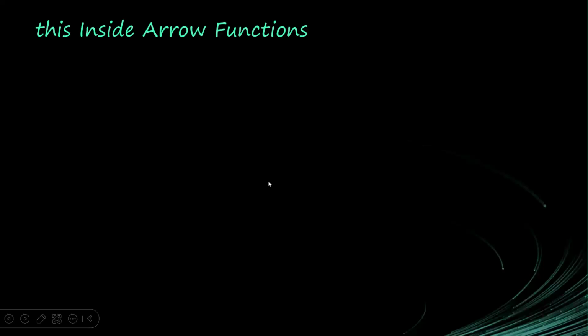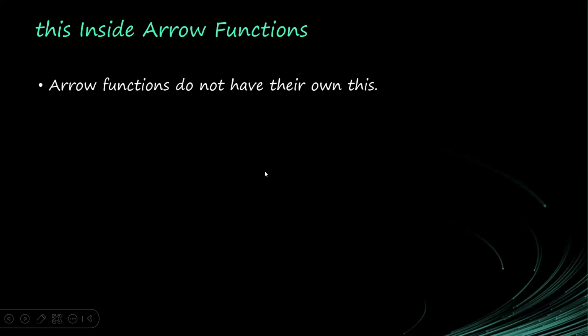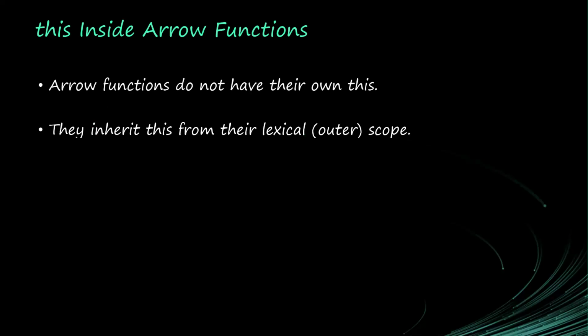So this keyword inside of an arrow function behaves somewhat differently. Arrow functions do not have their own this keyword. So if you use this inside of an arrow function, it inherits from the outer scope. Whoever is the outer lexical scope is going to be this keyword. So let me show you.